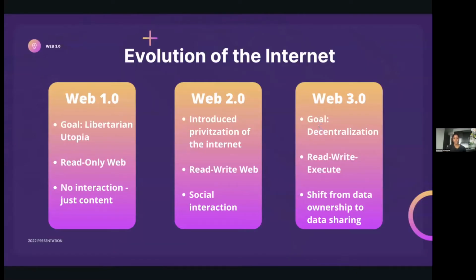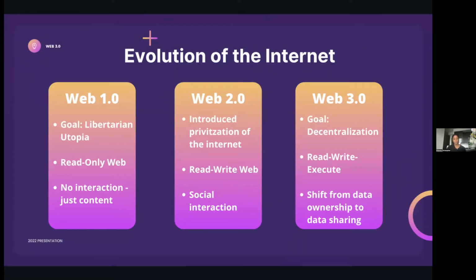To begin, it is helpful to understand the evolution of the internet. We can think of the different phases of the internet as the past, present, and the future. Web 1.0 was the past, Web 2.0 is the present, and Web 3.0 is the future. Web 1.0 was developed with a goal of a libertarian utopia, and there was hope for the internet to become a space where people could be free.